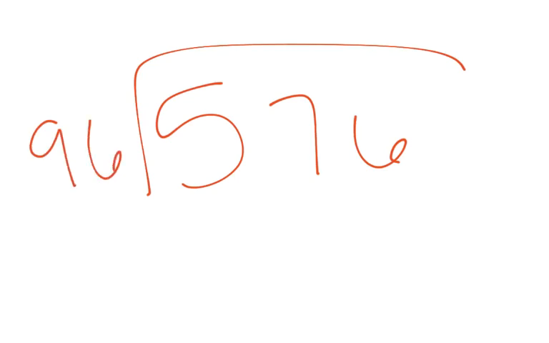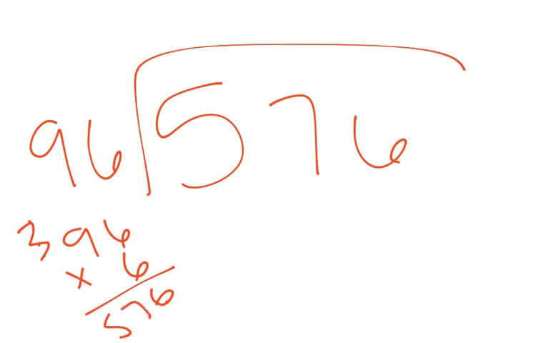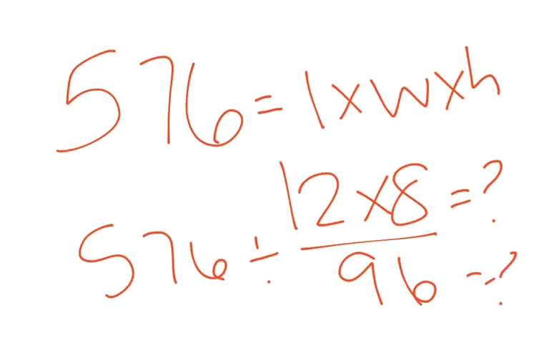Let's think of this as 100. So 100, 200, 300, 400, 500, 600. Let's try 6 times and see if that's too much. 96 times 6. 6 times 6 is 36. 6 times 9 is 54, 55, 56, 57. That worked out perfect. So I know that the height, or the missing number, is 6 inches.